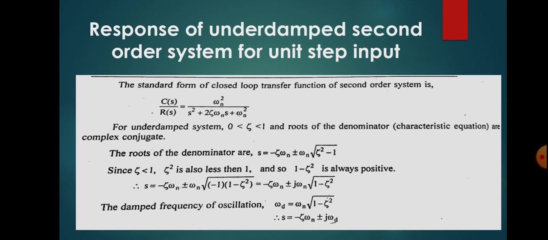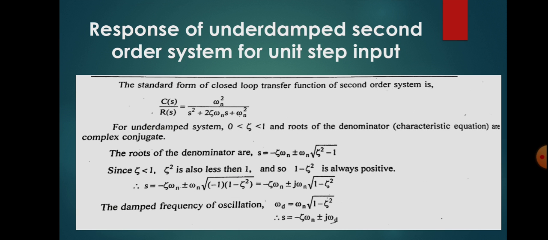Next we will find out the response of the underdamped second order system for the step input. We have the standard form of closed loop transfer function as C(s) by R(s) equal to omega n square by s square plus 2 delta omega n s plus omega n square. We know that the condition for an underdamped system is that delta will be in between 0 and 1, and we know the nature of the roots. That means the roots of the denominator or characteristic equation are complex conjugate, and we have familiarized it in this section.